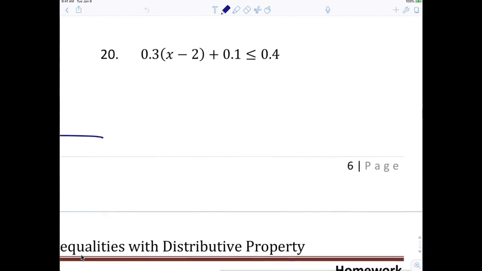All right, now look. I don't really like doing decimals, right? So an easy way to get rid of decimals is just multiply by 10.